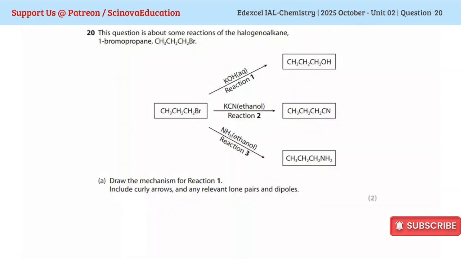Edexcel IAL Chemistry 2025 October Unit 2 Question 20. This question is about some reactions of halogenoalkane 1-bromopropane and the reactions of 1-bromopropane with aqueous KOH, ethanolic KCN, ethanolic ammonia are given including the results, including the products.